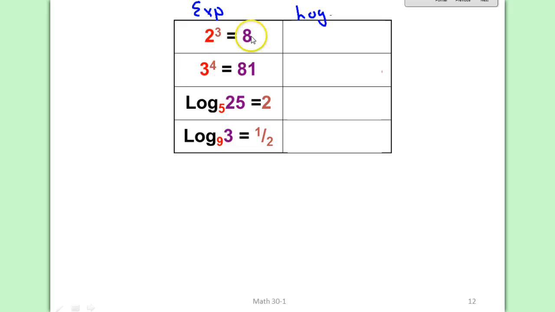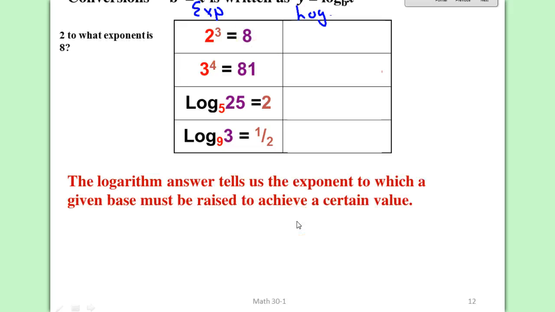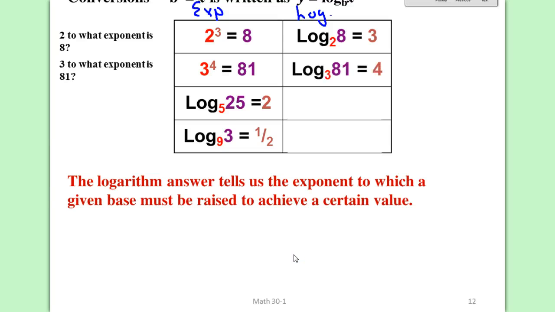So how do you write 2 to the 3 with logarithmic lipstick? Well, you simply say, oh, log of 8 base 2 is 3. 2 to what exponent is 8? 3 to the 4 is 81. Well, that just means the log of 81 base 3 is 4.